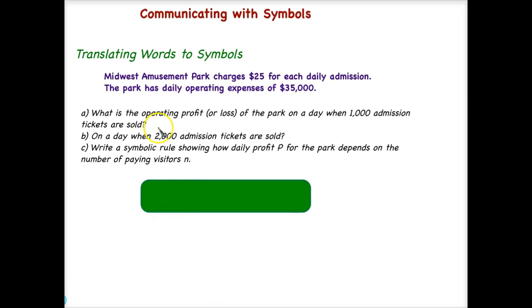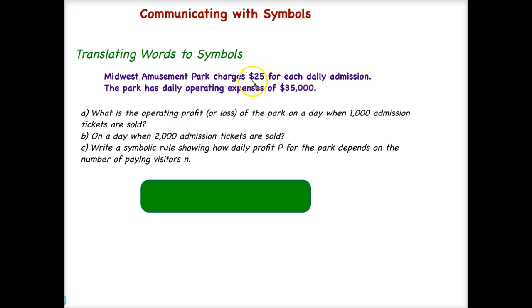How about this example? Midwest Amusement Park charges $25 for each daily admission. The park has daily operating expenses of $35,000. In this example, we're going to first calculate some things and then try to make a rule. So what is the operating profit or loss of the park on a day when 1,000 admission tickets are sold? Well, how would you do that?